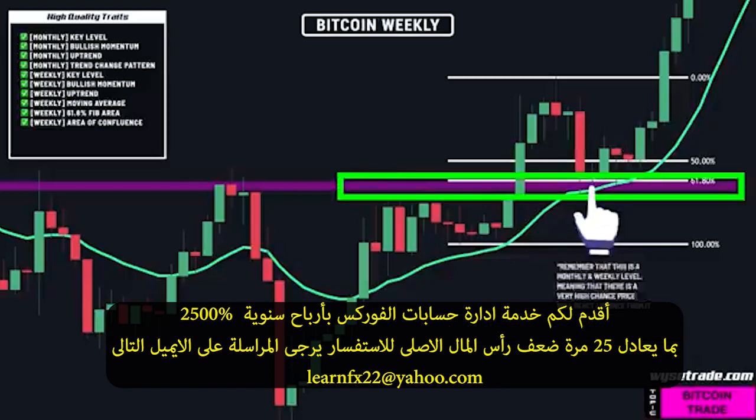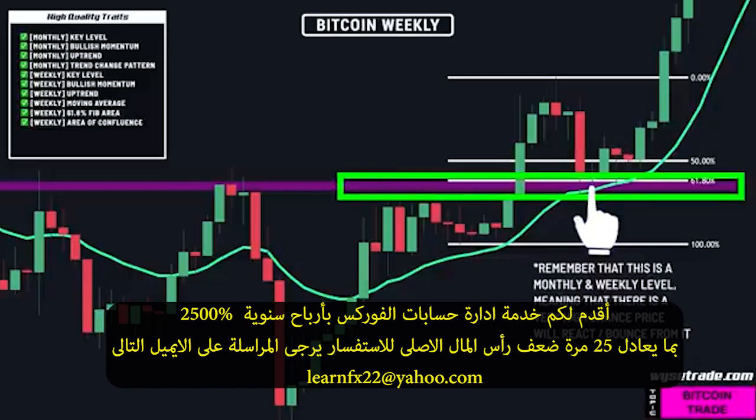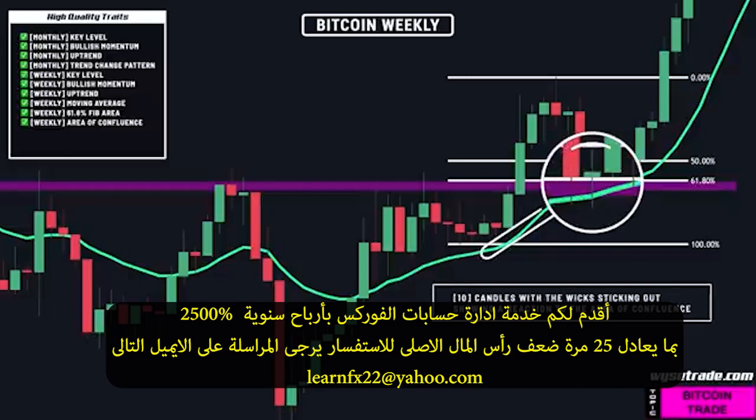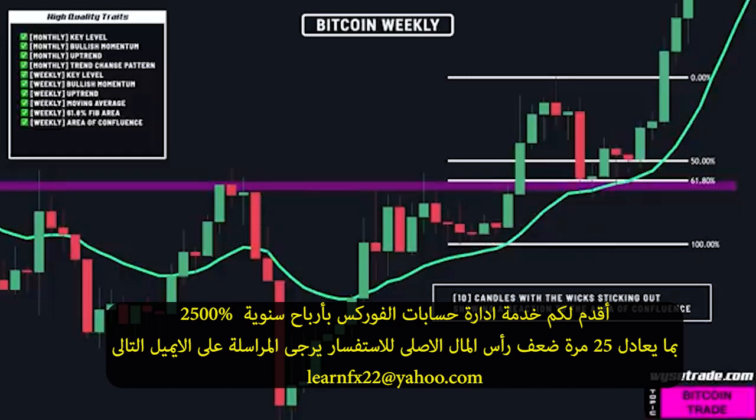Remember that this is a level that is visible on the monthly and weekly, meaning there is a very high chance that price will react to the level. When price finally hit the area of confluence, you had candles with the wicks sticking out right at the level, which shows a reaction to the area of confluence.